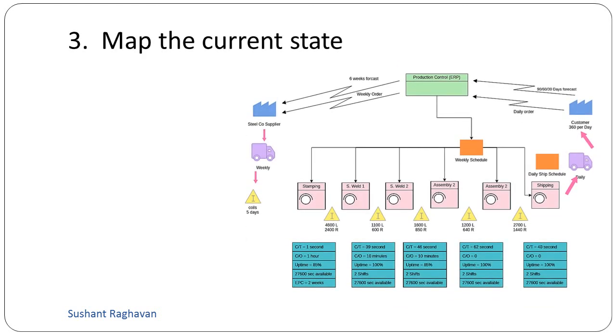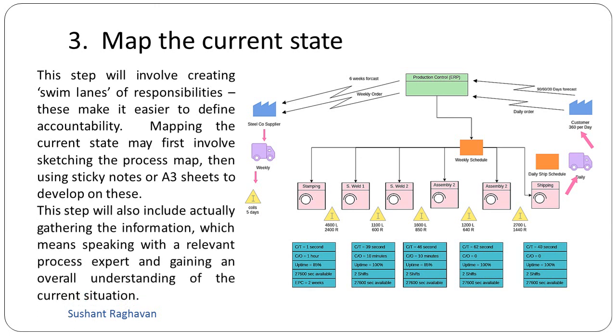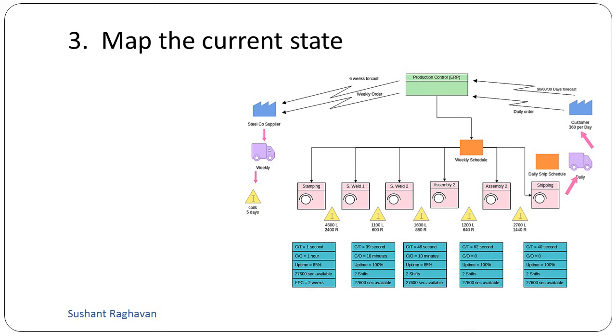Map the current state. This step will involve creating a semblance of responsibilities. This makes it easier to define accountability. Mapping the current state may first involve sketching the process map, then using sticky notes or A3 sheets to develop on this. This step will also include actually gathering the information, which means speaking with a relevant process expert and gaining an overall understanding of the current situation.